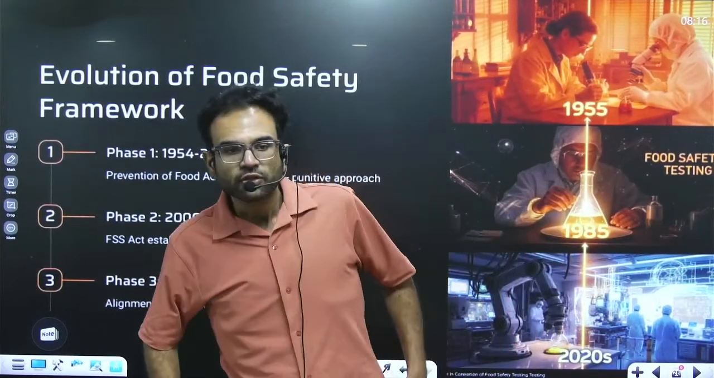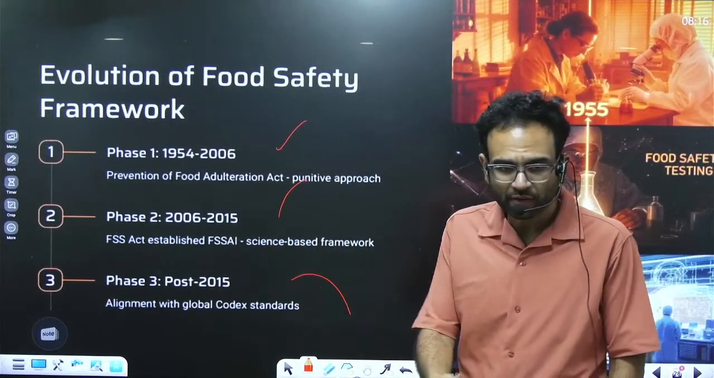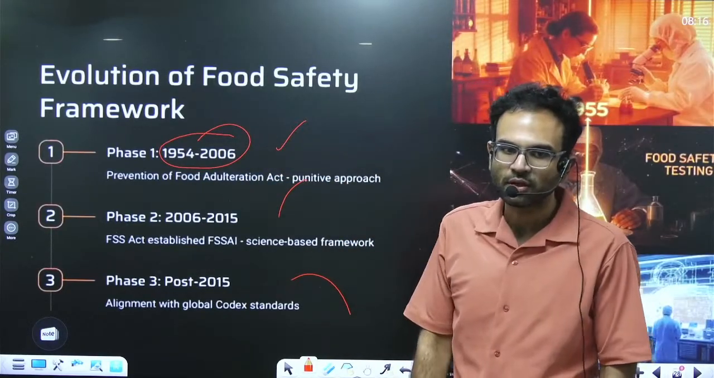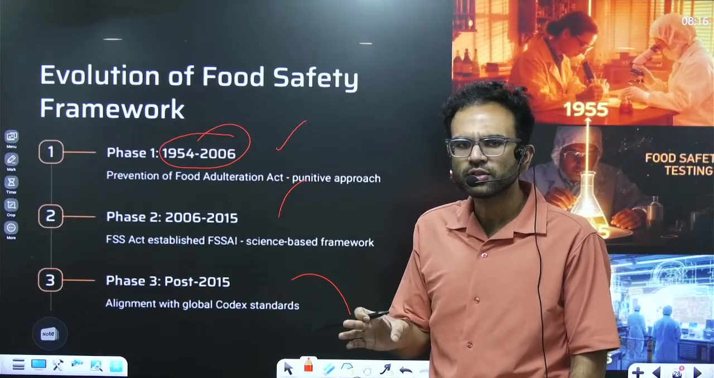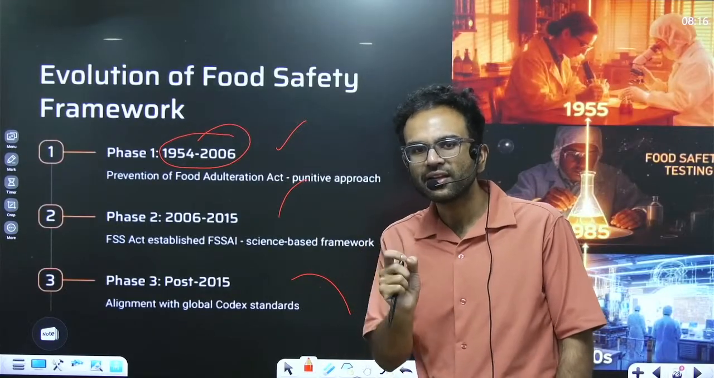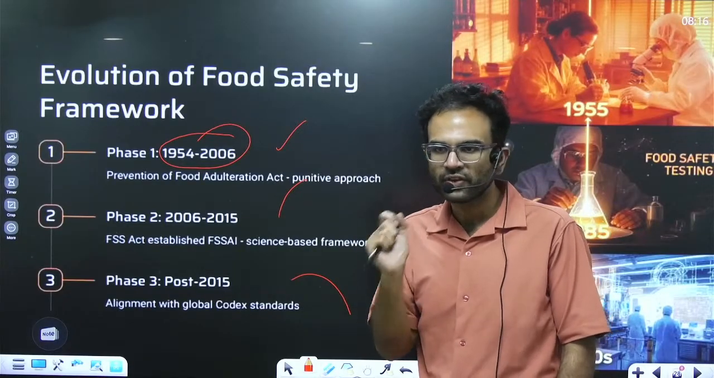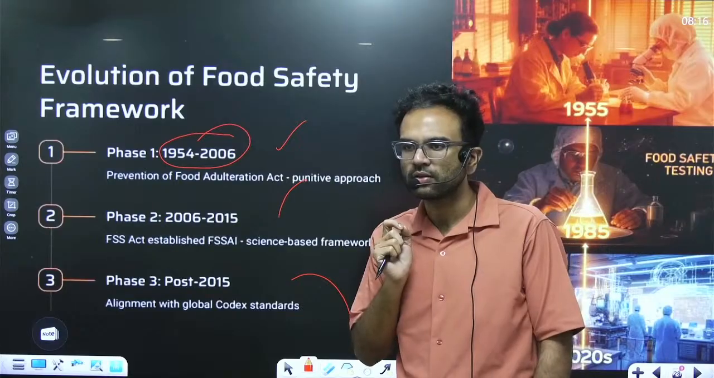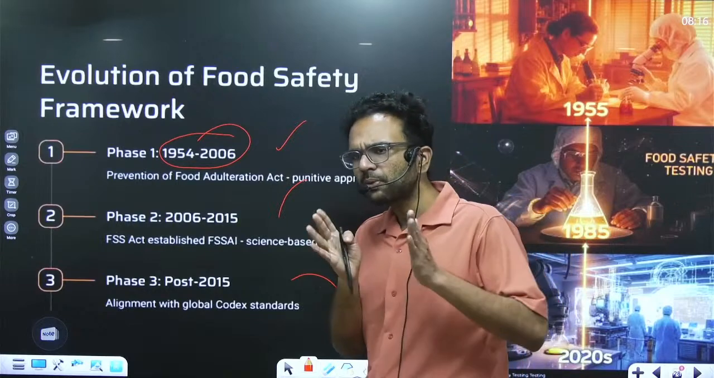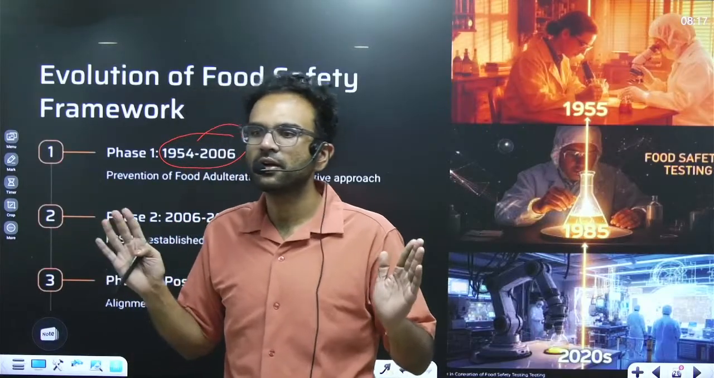If you take a look at the evolution of the food safety framework, there are various phases. Phase 1, phase 2, phase 3. I'm dividing it for our convenience. In the first phase, from 1954 to 2006, the entire issue of food safety is confined to adulteration. What is adulteration? Whether a contaminant is intentionally added for profits. For example, adulteration of milk for economic gains. That was the primary focus of food safety for a major part of our independent history.